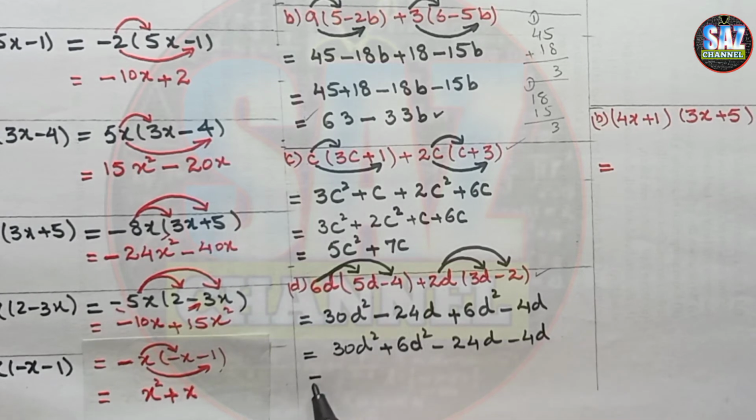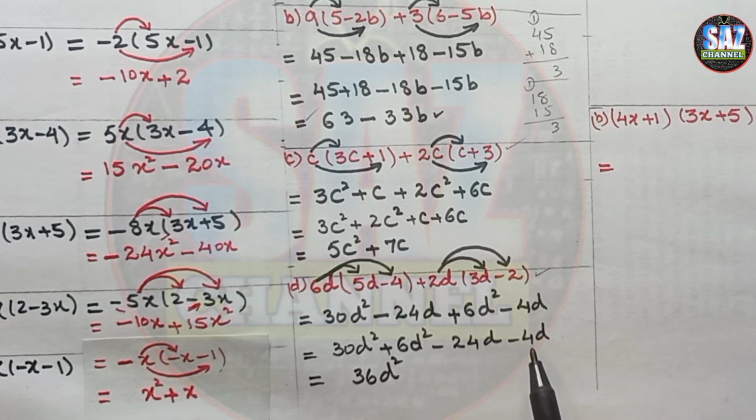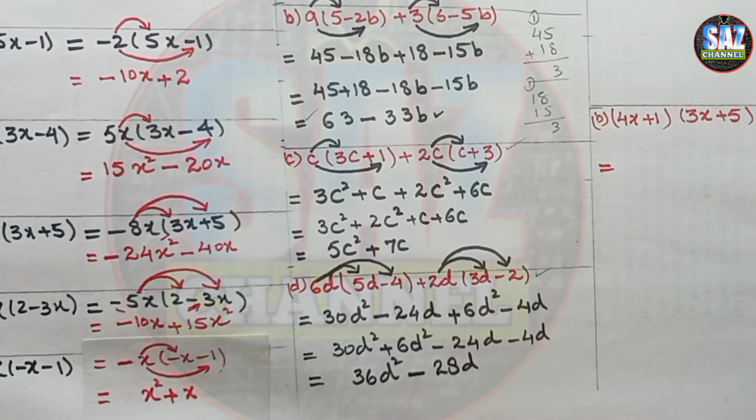Now after writing the like terms together, we have to solve according to the signs and the rules. Like 30D square and 6D square have a positive sign, so the coefficients will be added. 30 plus 6 is 36D square, and 24D and 4D have the same sign, so I have to mark the sign here and add up the coefficients. 24 plus 4 is 28, so this is minus 28D. Let's move to the next question.